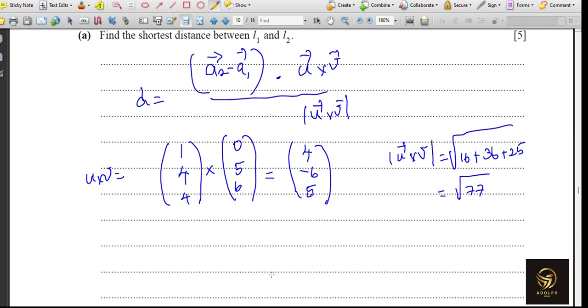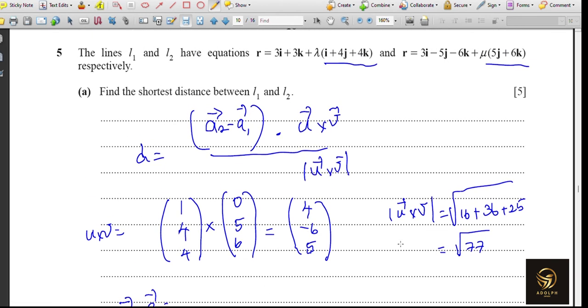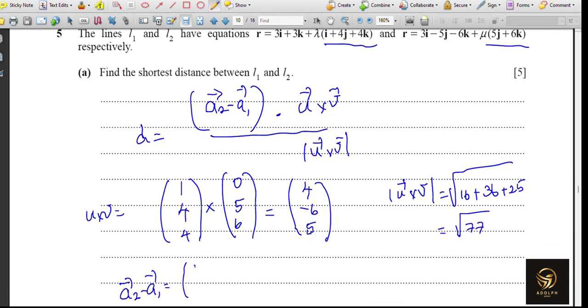The next thing is I should find a2 minus a1. If I subtract the two given points, 3 minus 3 is 0. Then 0 minus minus 5 is going to be plus 5. Actually I have to find a2 minus a1, but I'm finding a1 minus a2. So if I do it in the reverse way, I'll be getting negative 5, then minus 6 minus 3 is going to be negative 9. So this is a2 minus a1.